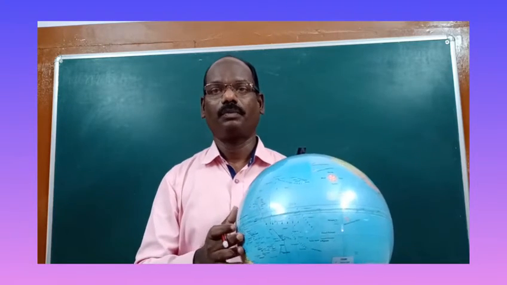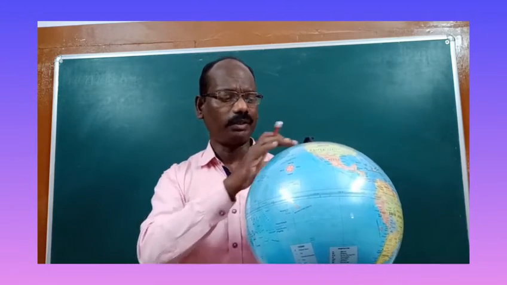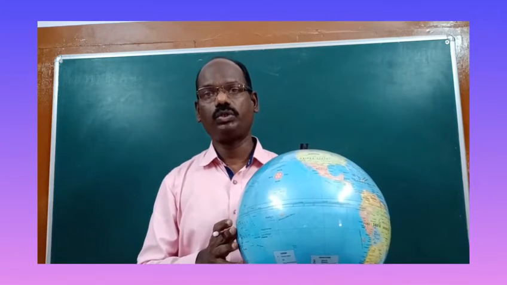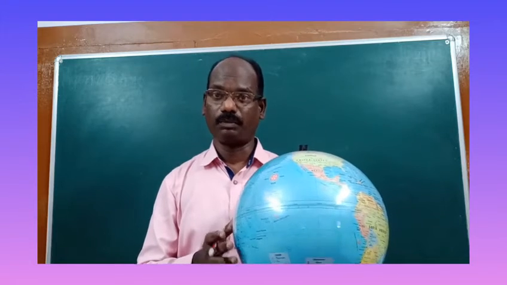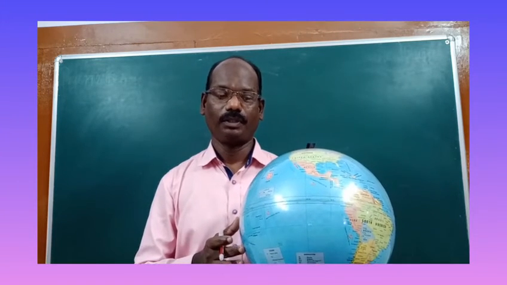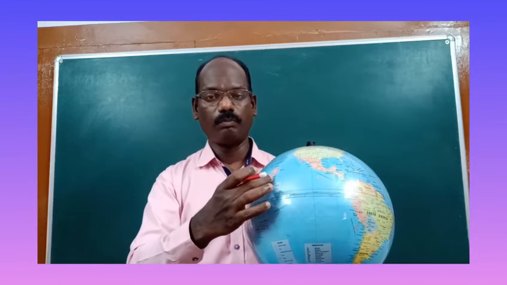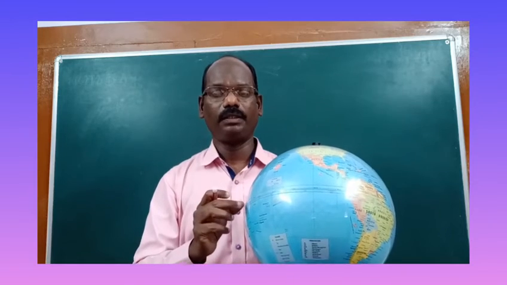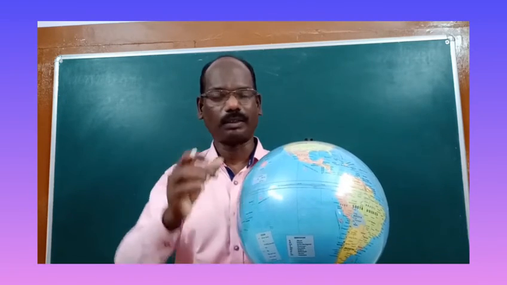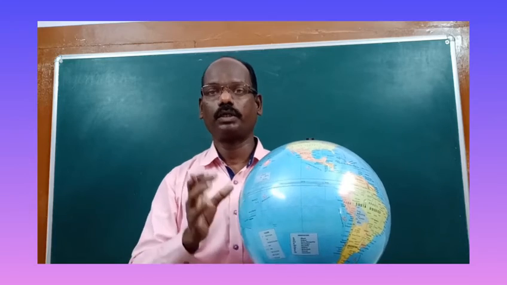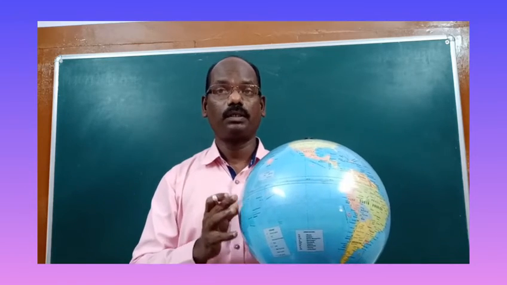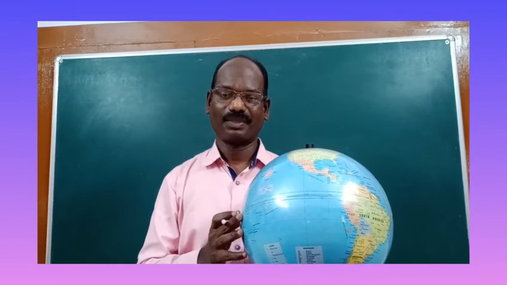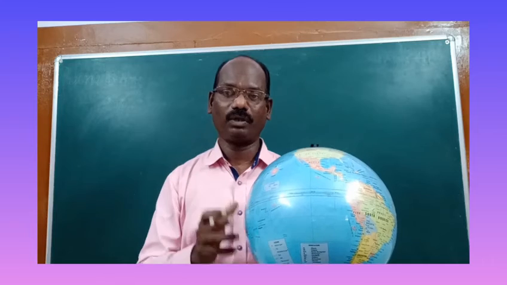Understood? Then according to time, the world or the earth is divided into 24 time zones. That means we draw one hour between every 15 degrees of longitude. Like that, the total 360 degrees of longitude are divided into 24 time zones. Each time zone has a 1 hour duration.